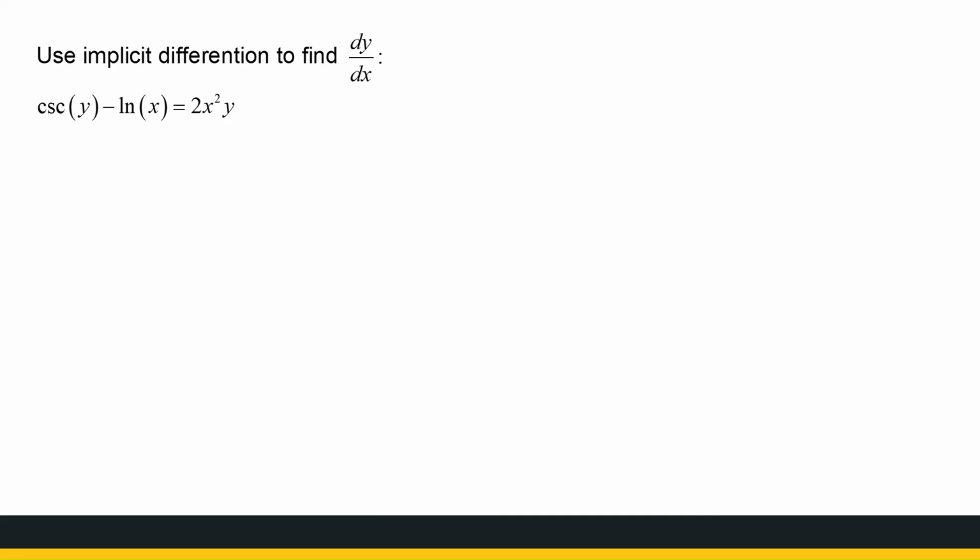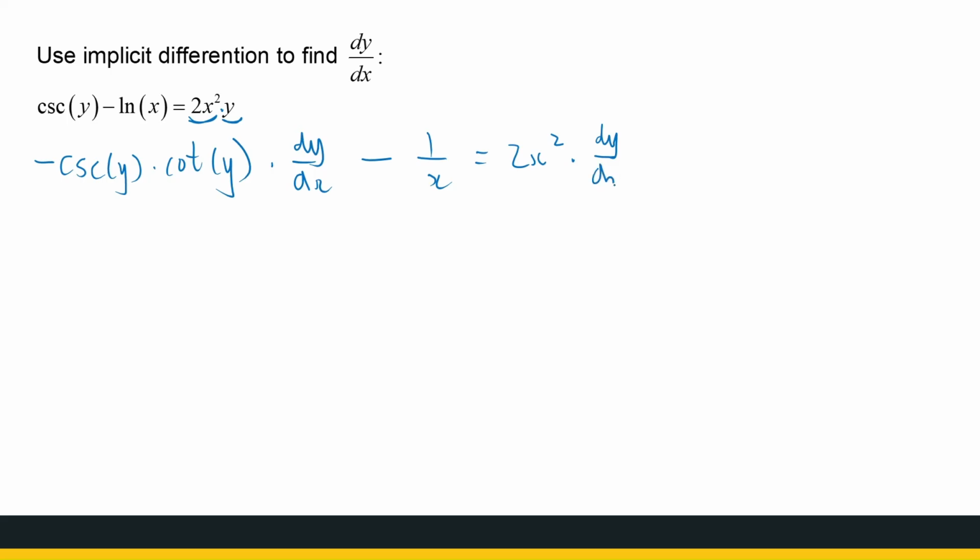And the last one, some more implicit differentiation, just to practice it again. Cosec of a function of x. So the derivative of cosec is minus cosec cot. So this is going to be minus cosec y cot y times the derivative of y, which is dy dx. Minus, we've got ln of x, so it's just 1 over x. On the right-hand side, I've got a product, 2x squared times y. So it's 2x squared times the derivative of y, which is just 1 dy dx, plus the derivative of 2x squared, which is 4x times y.